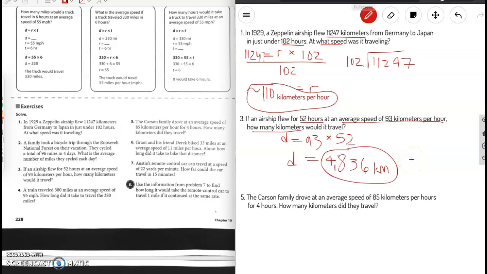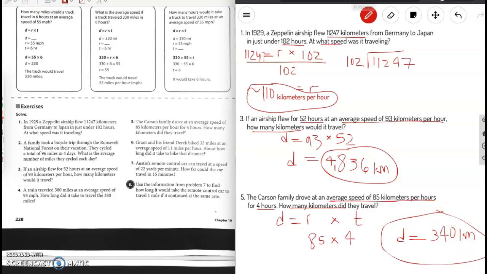How are you guys doing over there? Do you kind of see the pattern? Great. The Carson family drove at an average speed of 85 kilometers per hour for 4 hours. How many kilometers did they travel? So what do we not know? How many kilometers? So we don't know the distance. What's the rate? How fast can they go? 85 kilometers per hour. I understand there's a typo there. And what was the time? 4 hours. Okay? And 85 times 4 equals, well, I'll just tell you. 340 kilometers. Great. Let's move on.